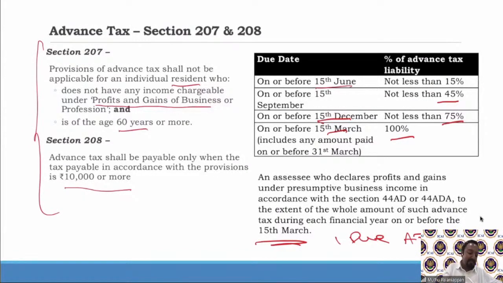So the main exercise in advance tax is estimation. You need to estimate your income and determine 15%, determine 45%, determine 75%, and determine 100%. So that is what you need to do for advance tax.